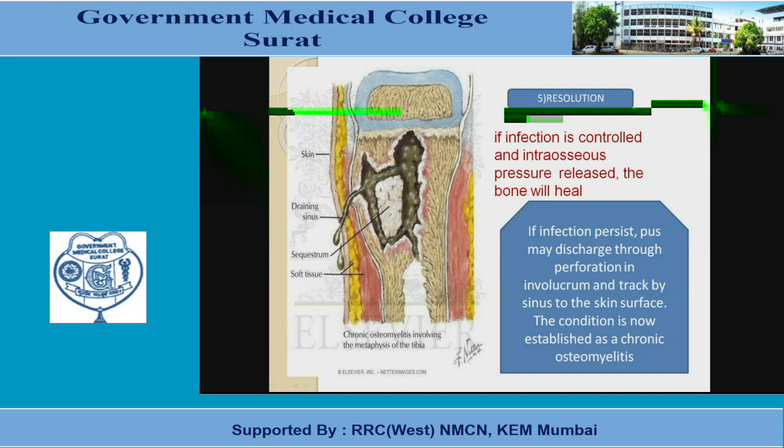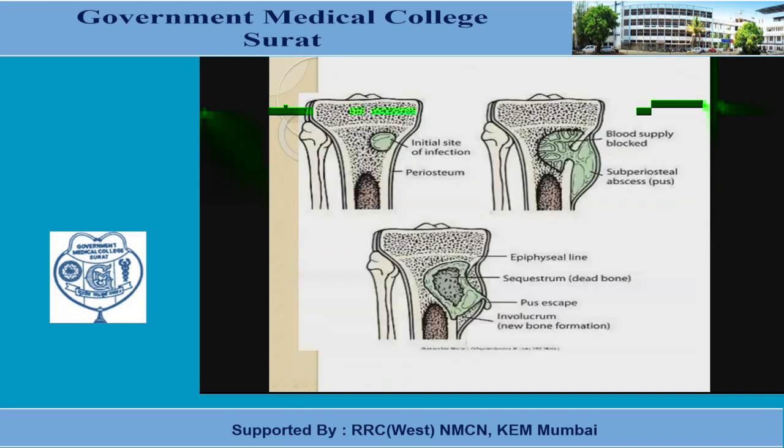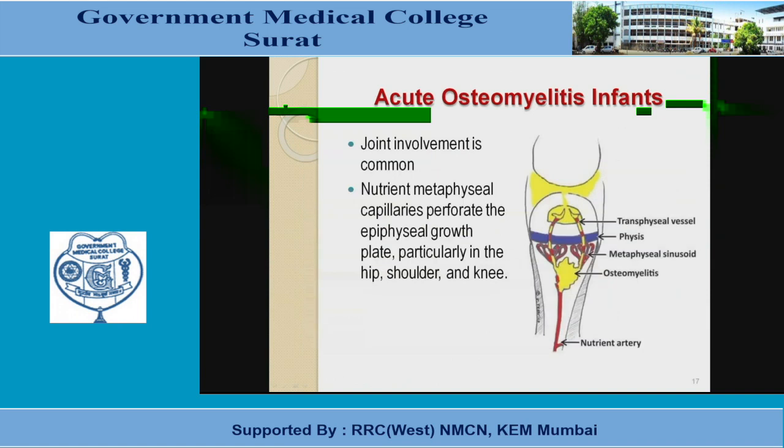This we will also see later on in chronic osteomyelitis. These are the series of the pathogenesis of osteomyelitis. So, a quick revision: initial site of infection, blood supply blocked, subperiosteal abscess followed by sequestra formation. In response, there is involucrum, or new bone formation. So in acute osteomyelitis in infants, we have seen there is no physeal barrier, so it can extend into the joint leading to septic arthritis.